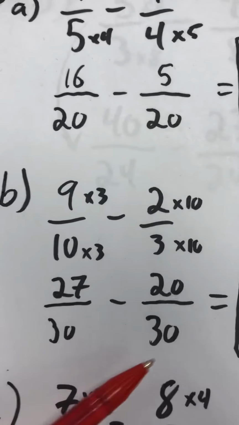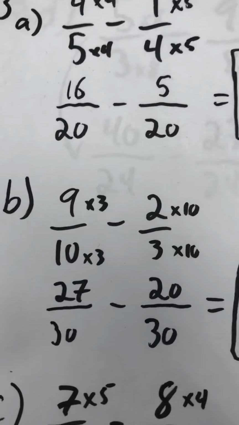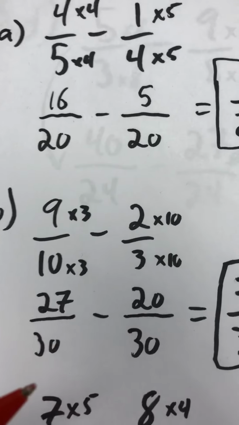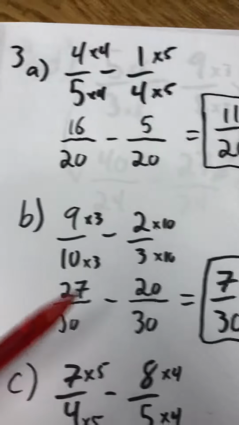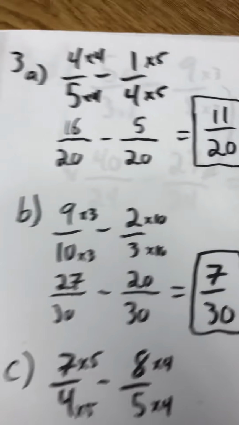We have our new fraction set up where we are now allowed to subtract. 27 minus 20 is 7. Keep our denominator the same as 30. So 1 mark for your work, 1 mark for your answer.